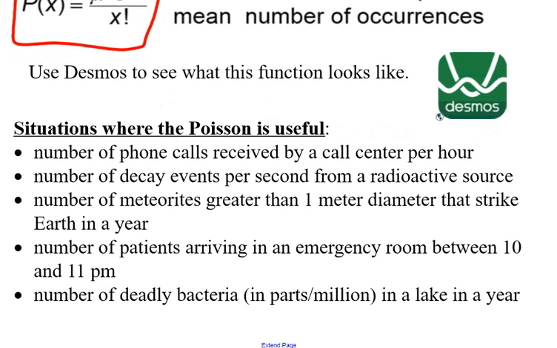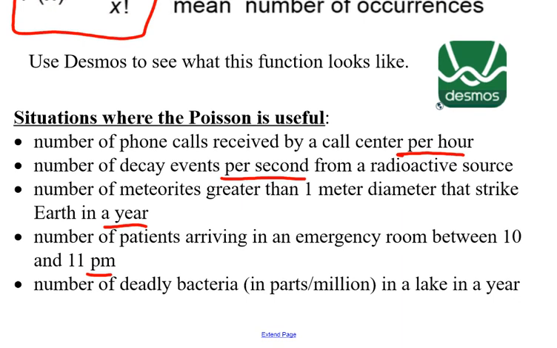Situations where the Poisson is useful would be the number of phone calls received by a call center per hour, that's a unit of time. Number of decay events per second from a radioactive source, this again is per unit of time. Number of meteorites greater than 1 meter in diameter that strike the Earth in a year, unit of time. Number of patients arriving in an emergency room between 10 and 11 p.m., a unit of time. Number of deadly bacteria in a lake in a year. So this is in a unit of volume in a lake and time in a year. That's why these are all Poisson distributions.